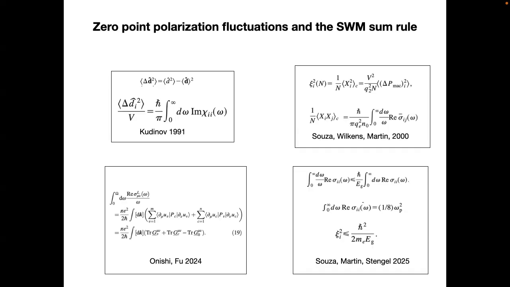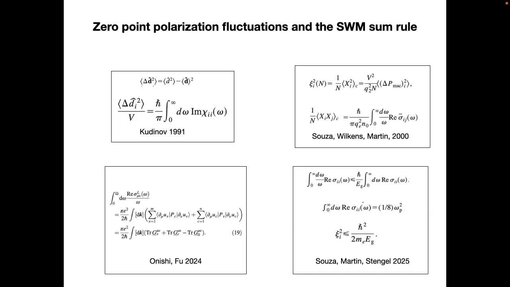And in modern language, this was first pointed out by Kudinov in 1991 in a paper that basically wasn't read by anyone, it was never translated from Russian. It's in a Russian journal. Kudinov himself translated it and put it on the archive in the late 90s after he noticed there was interest in the topic. But what he pointed out was that for an insulator, the integral of the imaginary part of the susceptibility, not the conductivity, but the imaginary part of the susceptibility, is a bounded quantity.